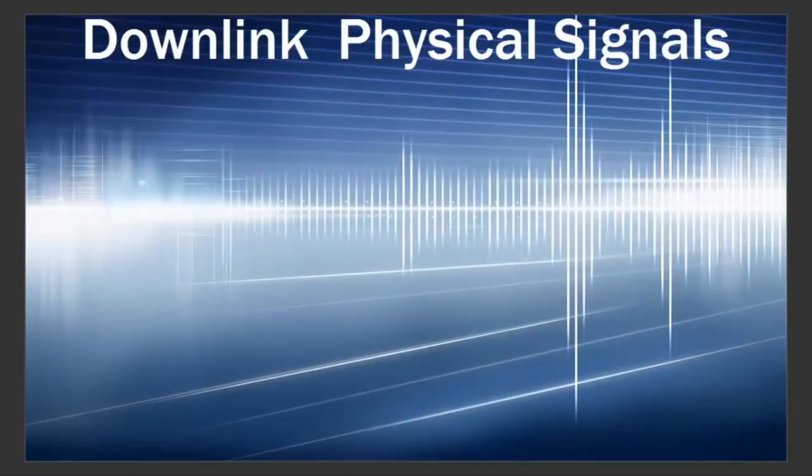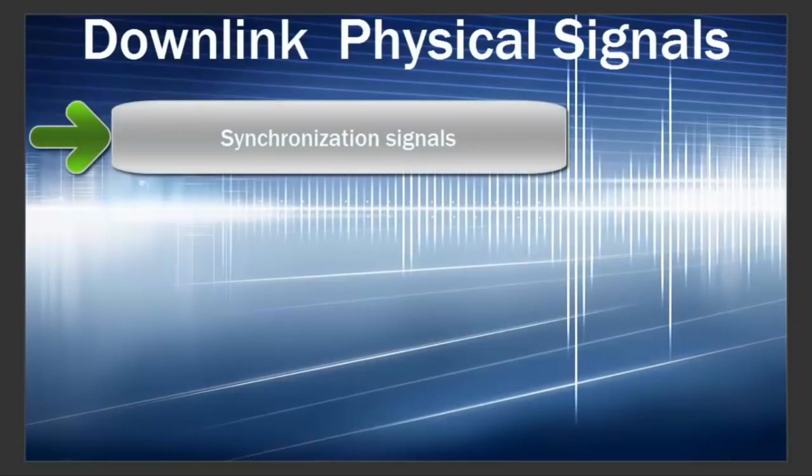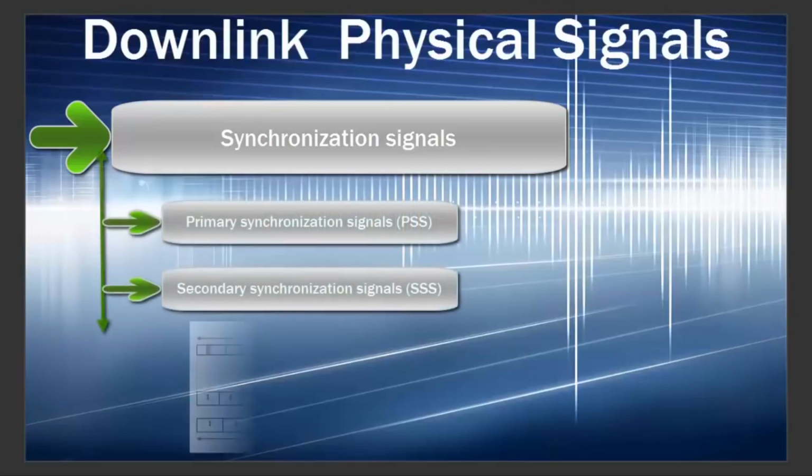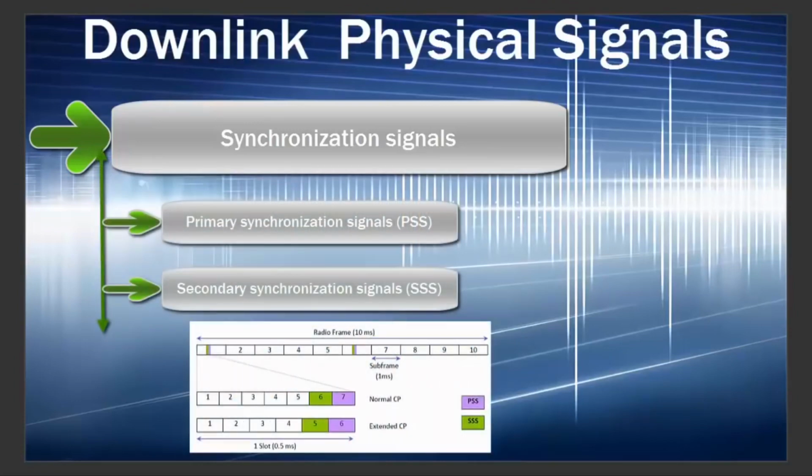The second type is synchronization signals. Synchronization signals use the same type of pseudo-random orthogonal sequences as used by reference signals. These are classified as primary and secondary synchronization signals depending on how they are used by the UE during the cell search procedure. We will discuss more about synchronization signals while studying the cell search procedure.